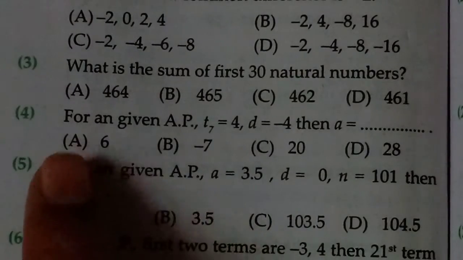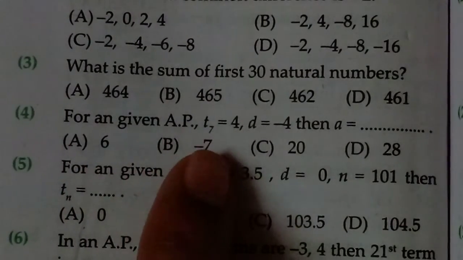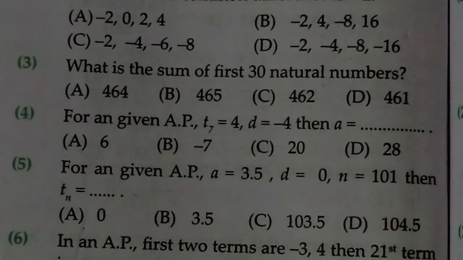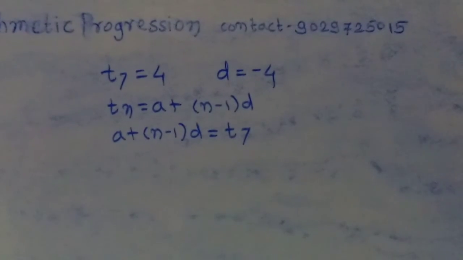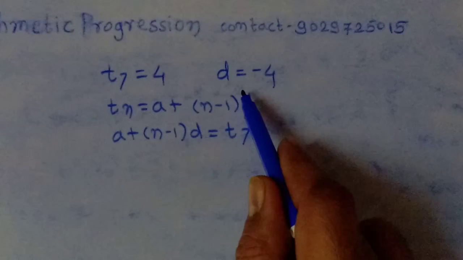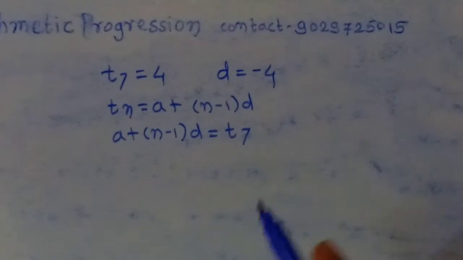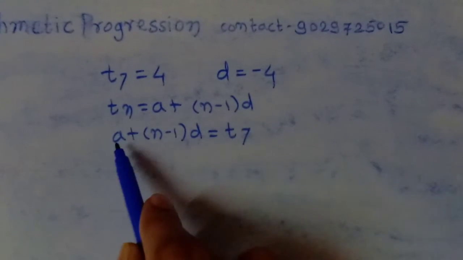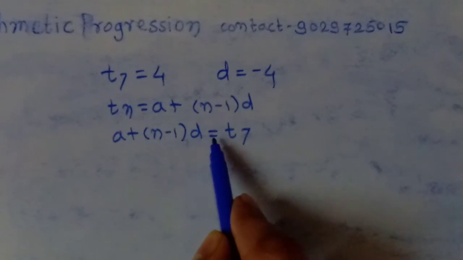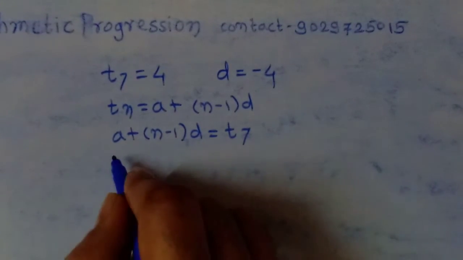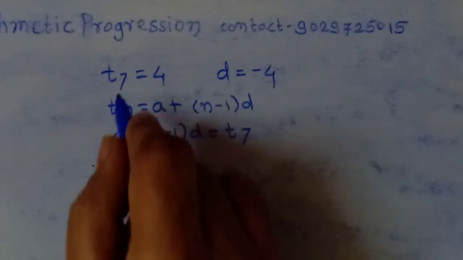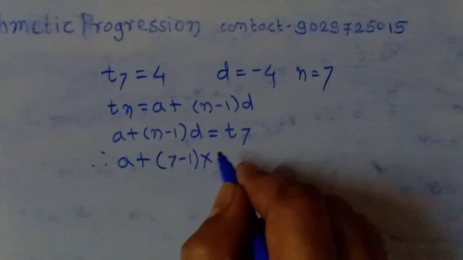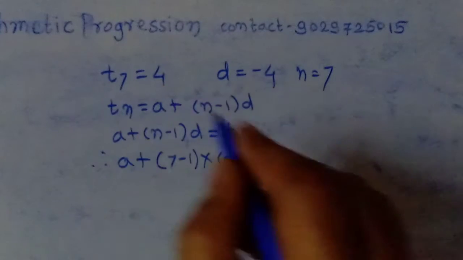The next question is, for a given arithmetic progression, T7 = 4 and d = -4, then a = question mark. Now see what is given: T7 is equal to 4 and common difference is equal to -4. We have to use the formula Tn = a plus (n minus 1) into d. I take this side: a plus (n minus 1) d is equal to T7. The value of a is unknown, plus n is 7, so n = 7, (7 minus 1) into d, which is -4, and T7 is 4.